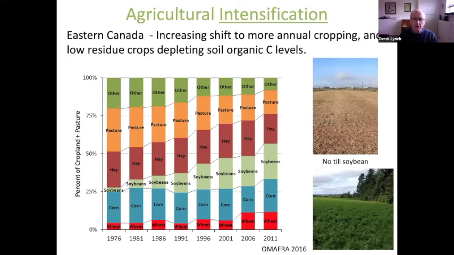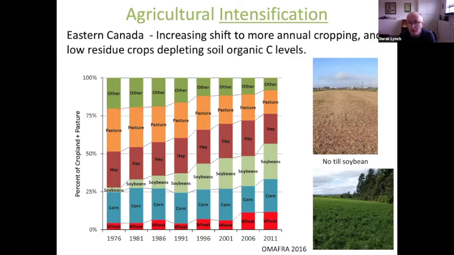So if we look at the context in Eastern Canada, as a Quebec presenter noted earlier this week, the trend has been towards intensification of agriculture. By that, I mean a reduction in perennial crops, a reduction in pasture, hay fields and hay production because of less livestock, and an increase in annual crop production, corn, soybeans, wheat, across Eastern Canada, with other crops included in that mix as well. From a point of view of soil carbon, the issue is that generally that trend is leading to a reduction in soil carbon, or soil carbon losses, because of lower residue and more tillage.